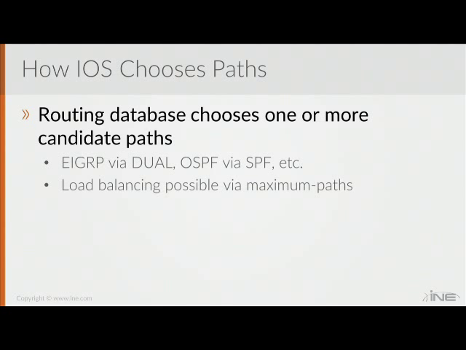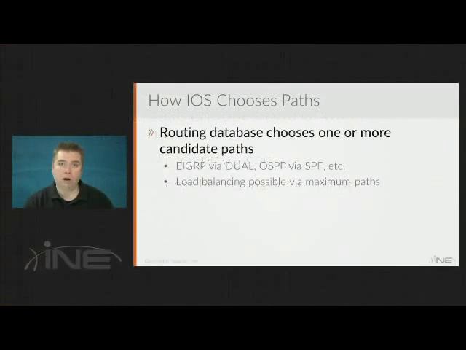In the case of EIGRP, these best paths could be equal cost or unequal cost, as long as we have feasible successors and we have variance configured. In the case of OSPF or most other protocols, they would simply be equal cost for ECMP, equal cost multipathing, and then we're going to present those to the routing table.